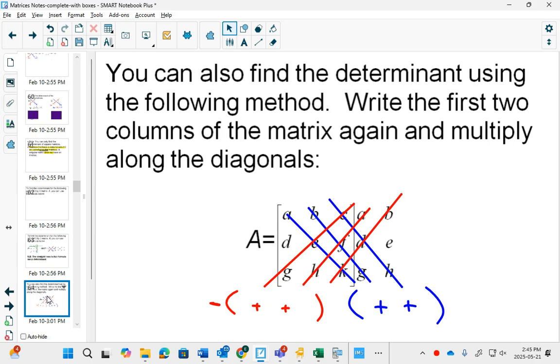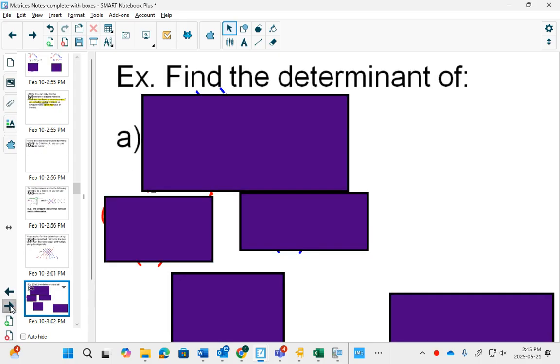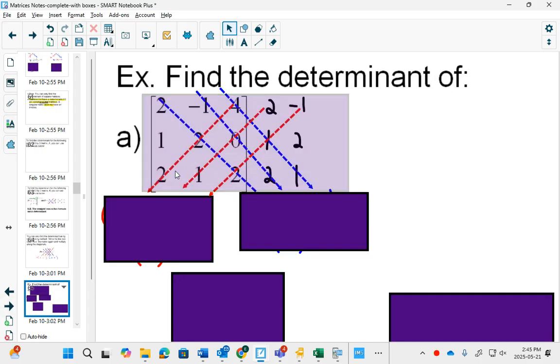So let's do one with the diagonal method. What I would do first is take column 1 and column 2 and rewrite column 1 and column 2. Try to space it out so that they're the same spacing as the numbers before. So when you make those blue diagonal lines and those red diagonal lines, they match up nicely.